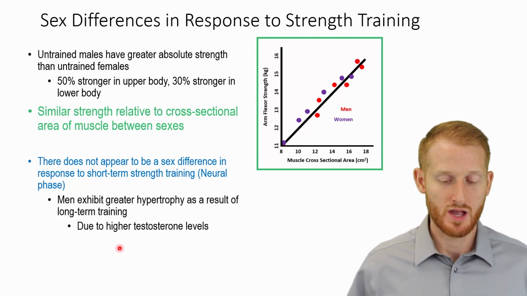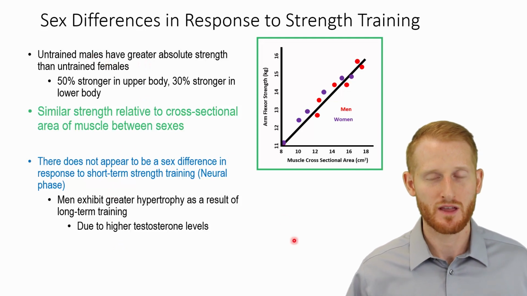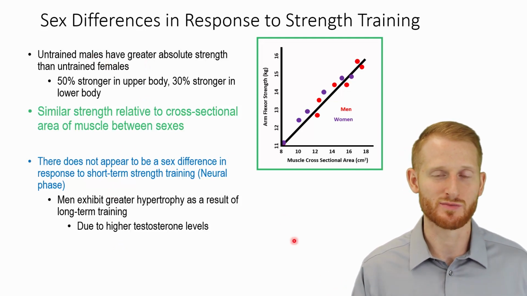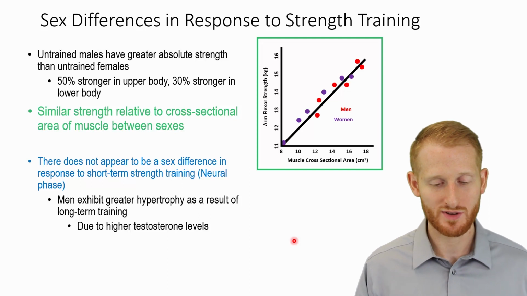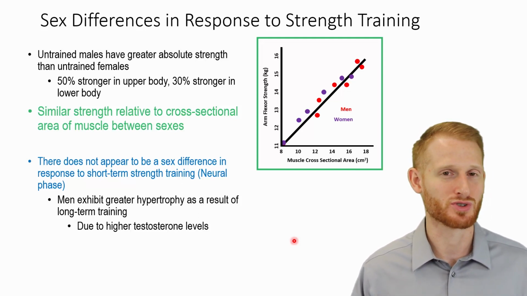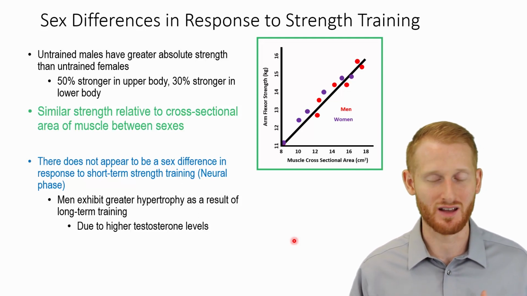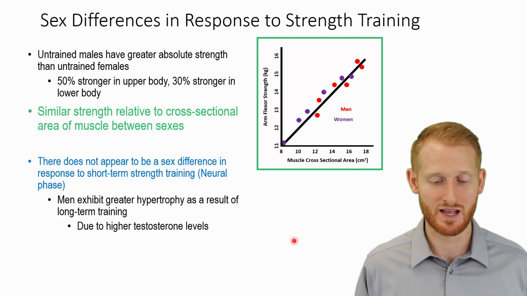All right, so if you look at untrained males and untrained females, there's usually a pretty large difference between the two. One of the reasons for this is that untrained males actually are slightly more trained than untrained females in general. That's not everybody, obviously. We're making a great assumption when we say this.